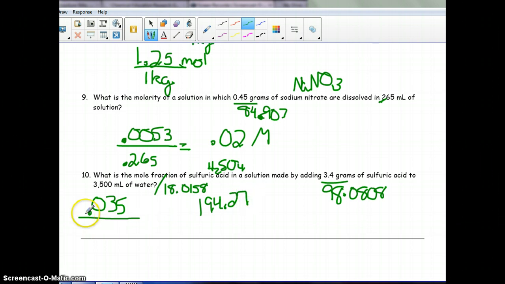Now we know that mole fraction is over the total solution, so we have to add this and this together. So we're going to add 0.035 onto that. We get 194.31. And then divide, and that will give us our mole fraction of sulfuric acid in water. When I divided, I got 1.8 times 10 to the negative, let's see, 1, 2, 3, 4, negative 4th. And that's mole fraction. Mole fraction does not have any units.